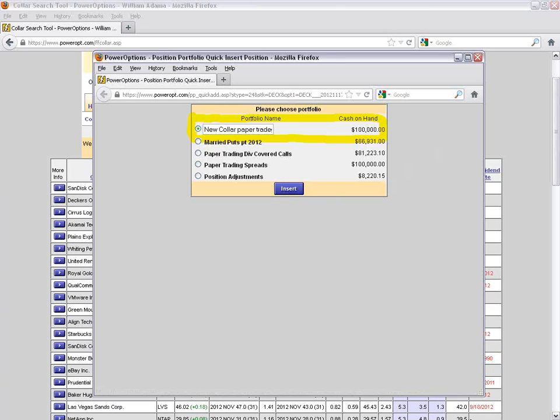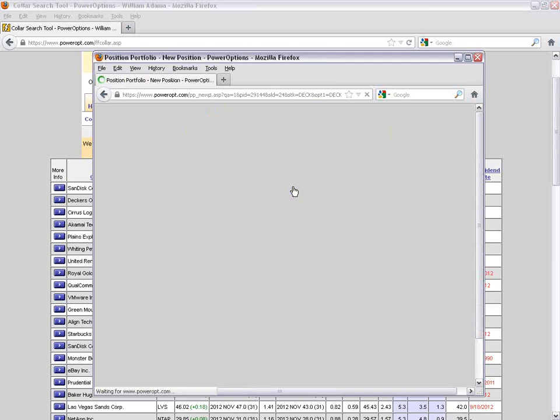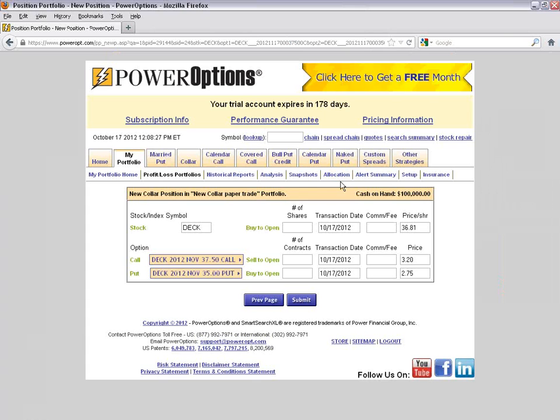Now what this new portfolio is going to do, it's going to start us off with a cash on hand of $100,000, and we'll just click Insert to create this new portfolio. The system's going to copy over all of the legs we saw for the DECK position. The system knows we are looking at a collar, that we want to enter a collar into our new portfolio.